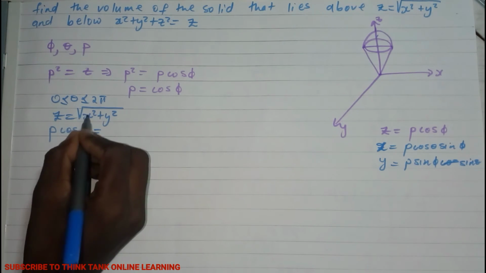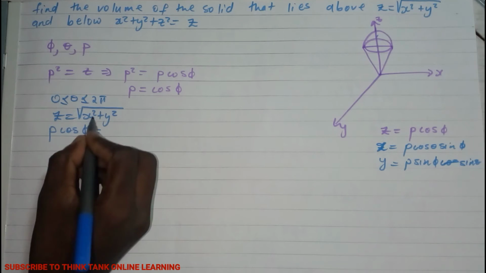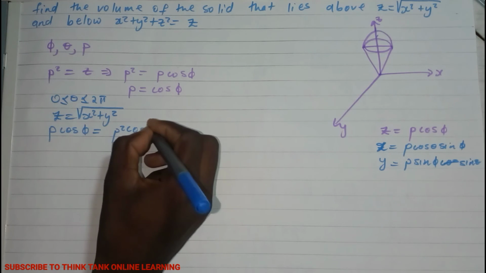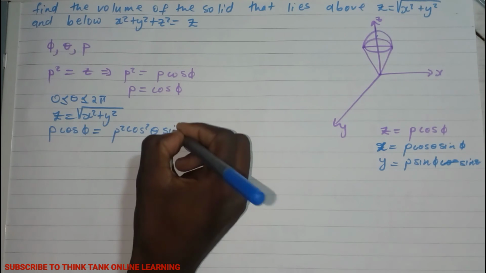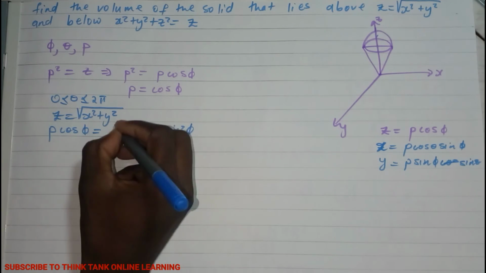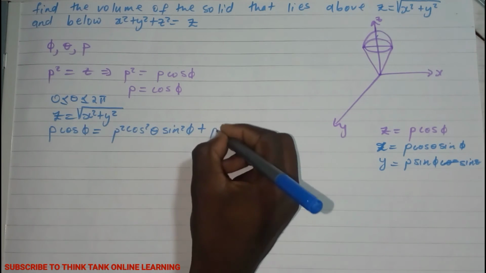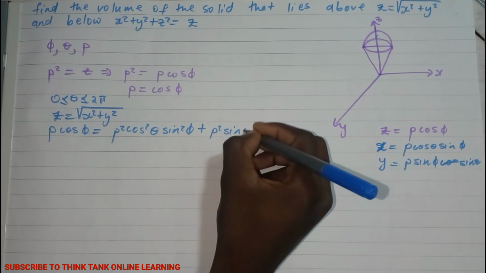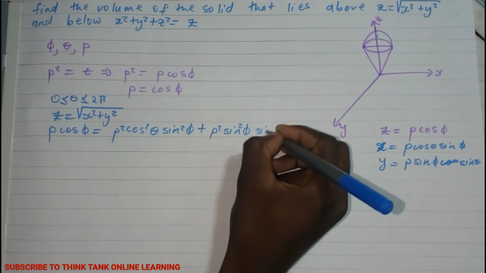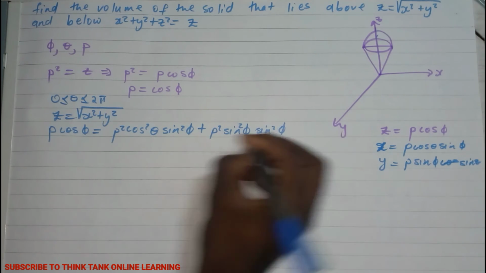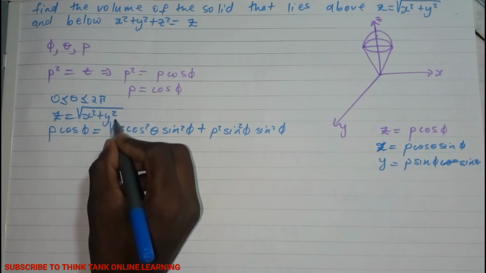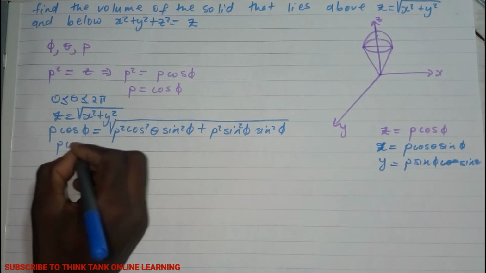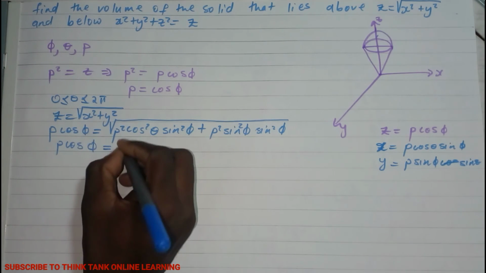What happens if I equate this equation to this one? If I say z equals, for x squared I'm going to have rho squared cos squared theta sine squared phi, plus for y squared I'm going to have rho squared sine squared phi sine squared theta. And I'm going to use the identity cos squared theta plus sine squared theta is equal to 1.